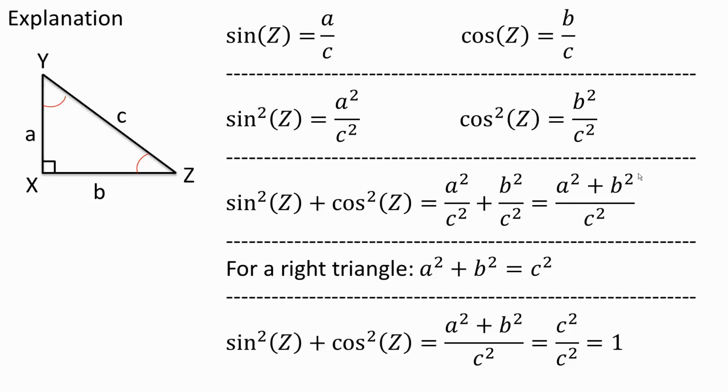So now I will swap this value right here with c squared. And so I would get c squared divided by c squared is 1. So we just showed that sine squared z plus cosine squared z is equal to 1.